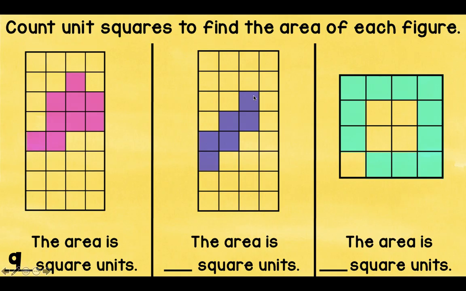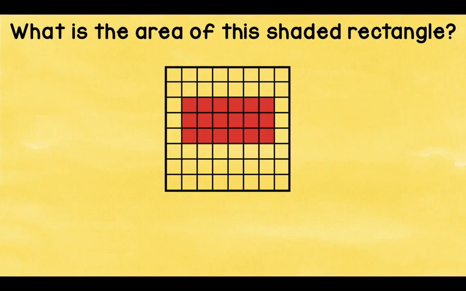Okay, let's start. 1, 2, 3, 4, 5, 6. The area is 6 square units. You can count it in any order that is easier for you. Let's go to the next shape. I'm going to give you a few seconds and then we will check again. Okay, so 1, 2, 3, 4, 5, 6, 7, 8, 9, 10, 11. So the area is 11 square units.